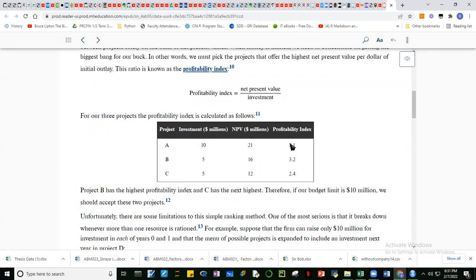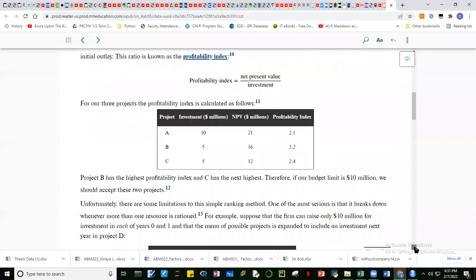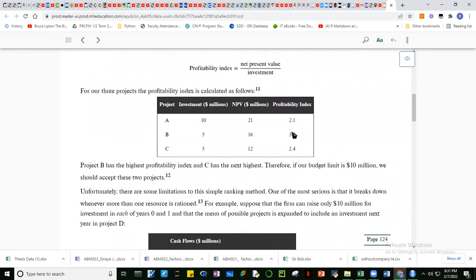So we see that the profitability index of B is higher. You can read on this, guys. Kunyari 10 ano lang yung budget, 10 million. So pag pinili natin si A, exclude natin si B at saka si C. Okay, di ba?